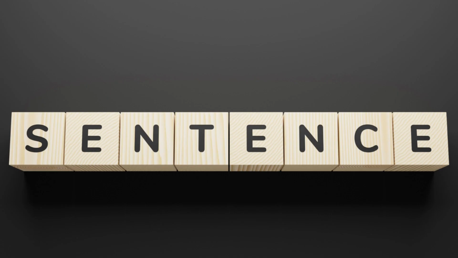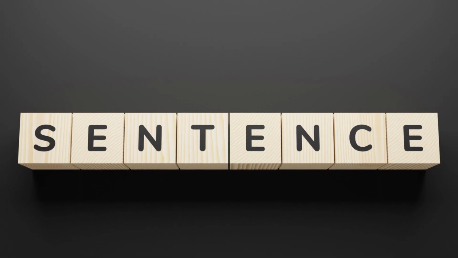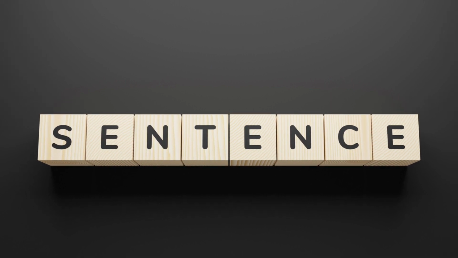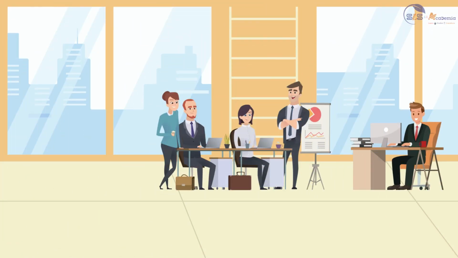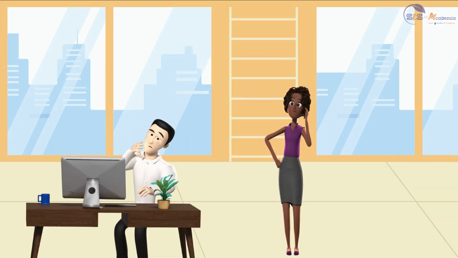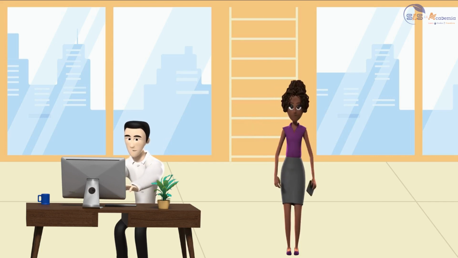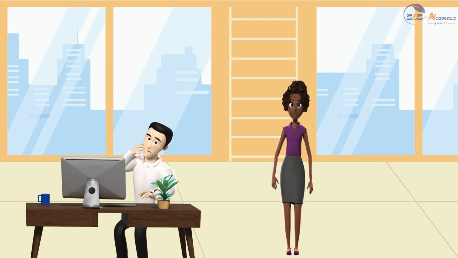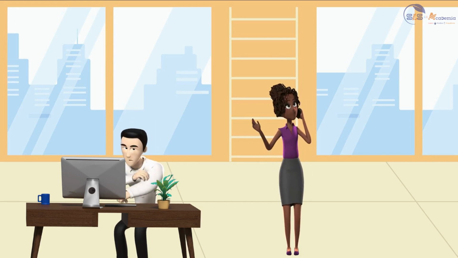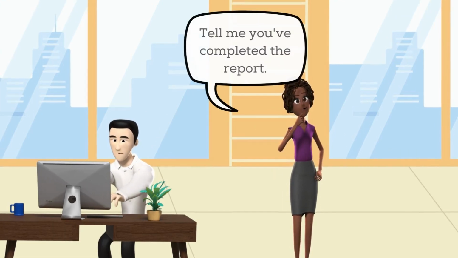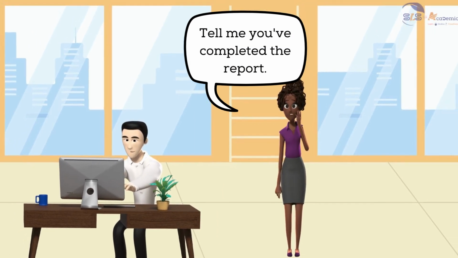Okay, now that we have learned about the different types of sentences, let me give you an example to show the importance of using the correct type of sentence depending on the situation. Imagine a situation where, in a fast-paced office environment, a manager is eager to find out whether an employee has completed a crucial report or not. Due to the high stakes and time-sensitive nature of the report, the manager is feeling the pressure and wants to ensure that the employee is on track. However, the manager approached the employee and said, "Tell me you have completed the report."